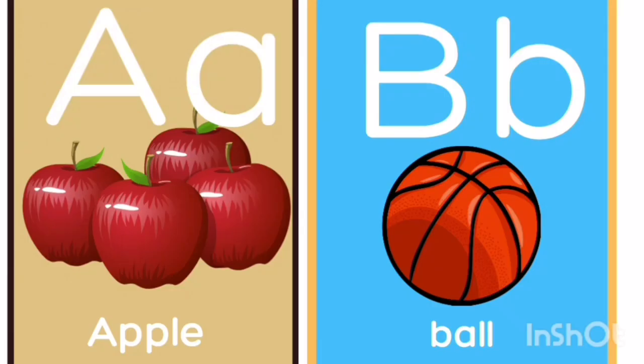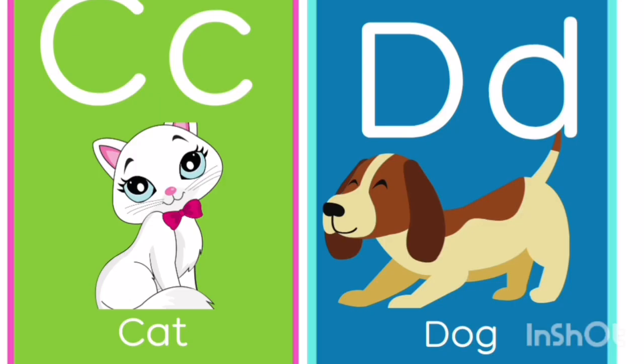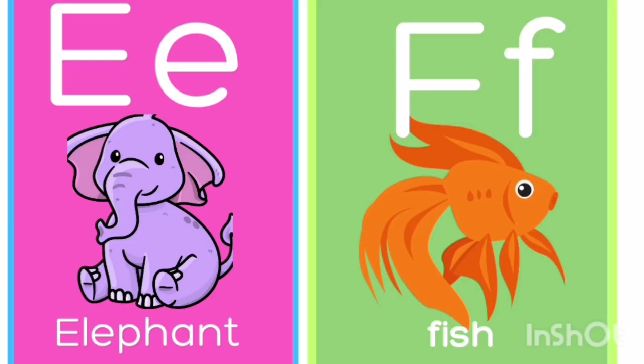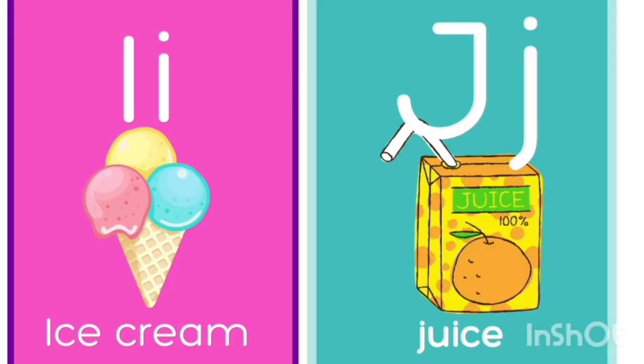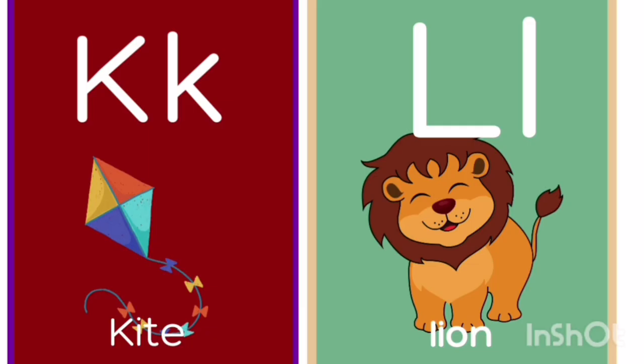A for apple, apple. B for ball, ball. C for cat, cat. D for dog, dog. E for elephant, elephant. F for fish, fish. G for goat. H for hat. I for ice cream. J for juice. K for kite. L for lion.